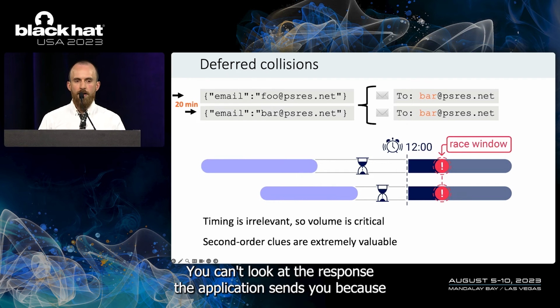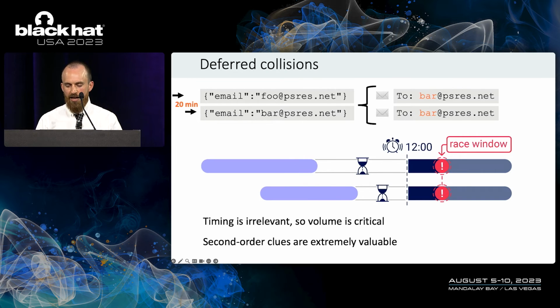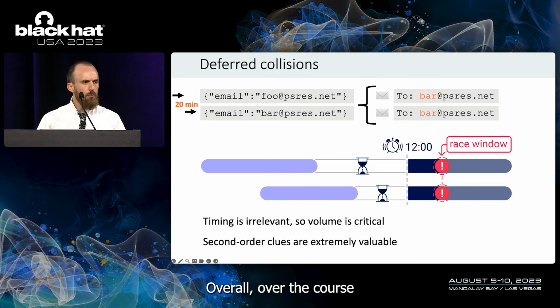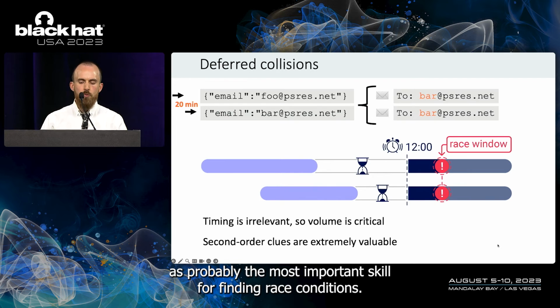You can't look at the response the application sends you, because when it sends you the response, the race condition hasn't even been triggered yet. Overall, over the course of this research, I've begun to regard spotting anomalies like this as probably the most important skill for finding race conditions.